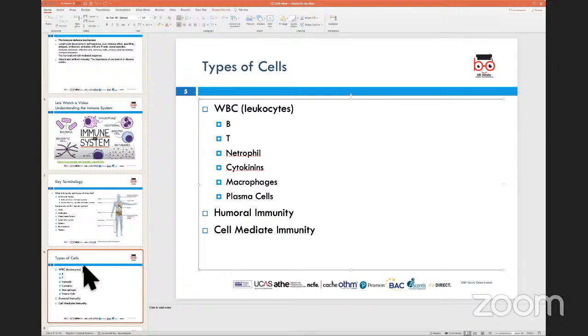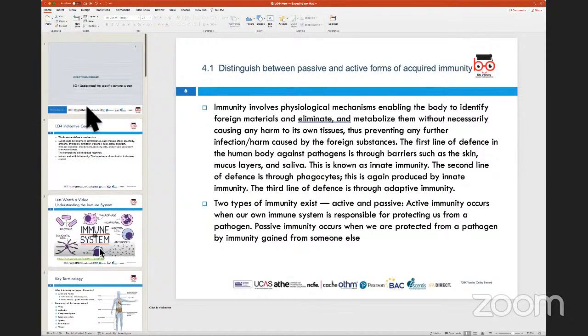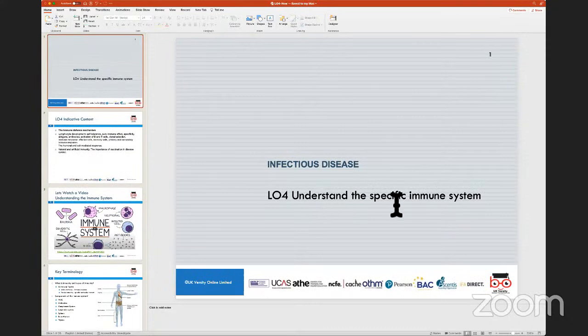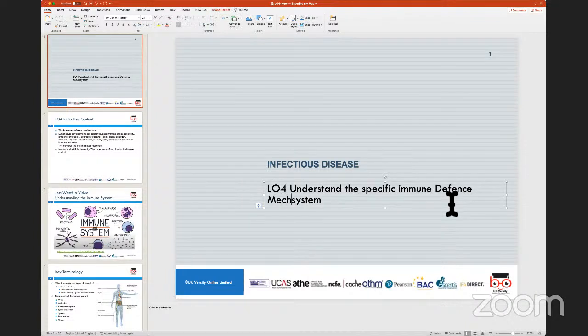In summary, when we go into each of the different assessment criteria, what we are looking at discussing today is primarily understanding this specific immune defense mechanism. So understand the specific immune defense system or mechanism. That is the learning outcome that we want to look at.